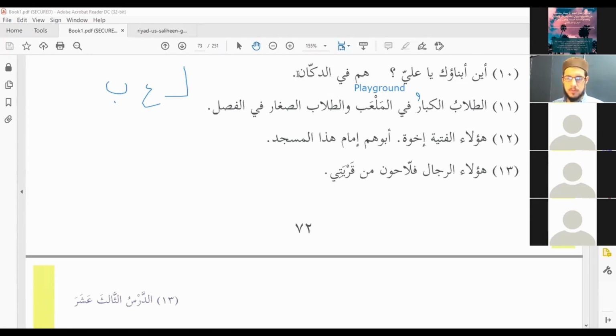The small students are in the playground, and the big students are in the classroom. Correct, except switch it around. Kibar is the big ones, and sighar is the small ones. So the older students are at the playground, and the younger students are in the classroom.